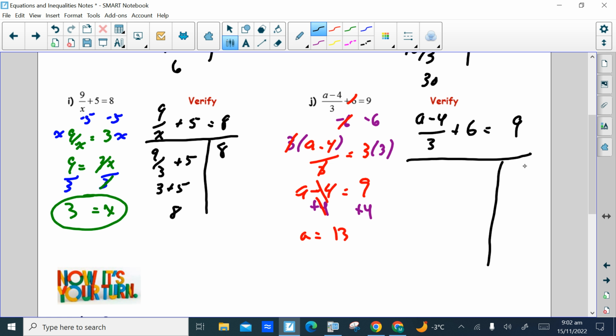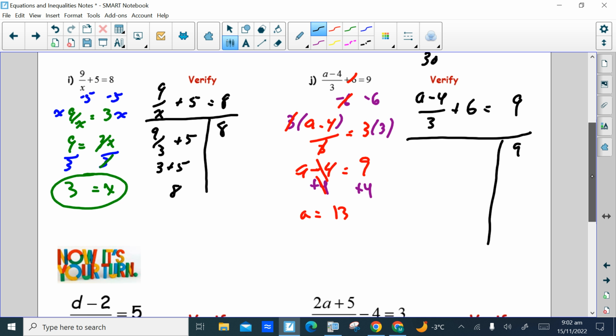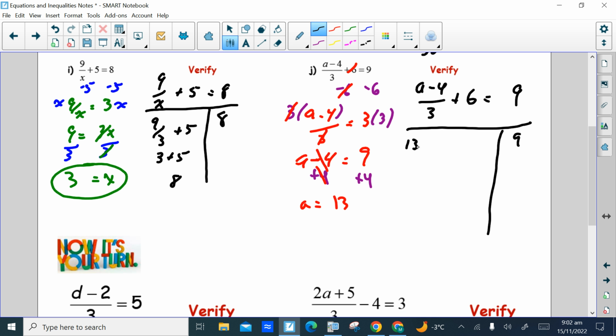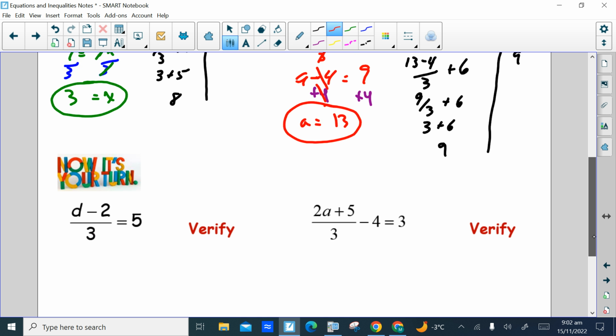Again, the equal sign divides it up into two sides, left and right. The left side is a minus 4: 13 take away 4 over 3 plus 6. 13 take away 4 is 9. 9 divided by 3 is 3. And 3 plus 6 equals the same number we got on the right. It checks. Our answer is correct. We just showed that it works. So try that first one on the bottom on your own.